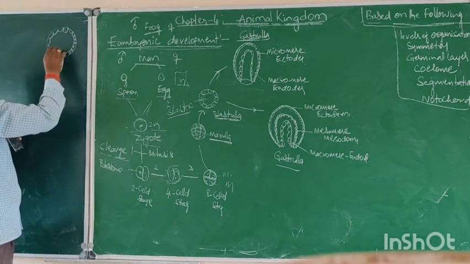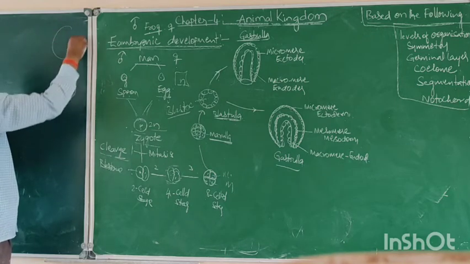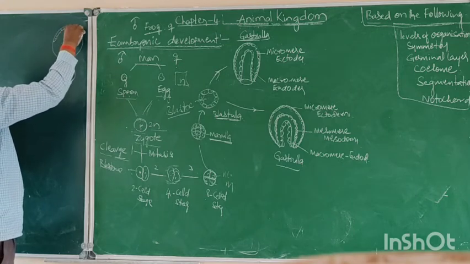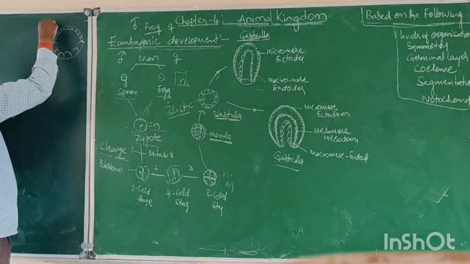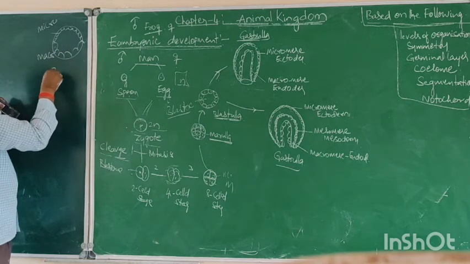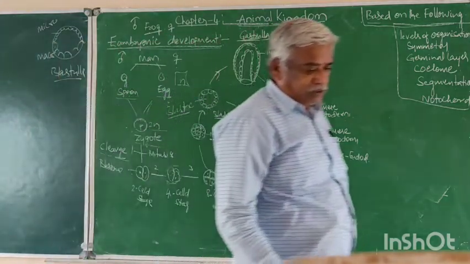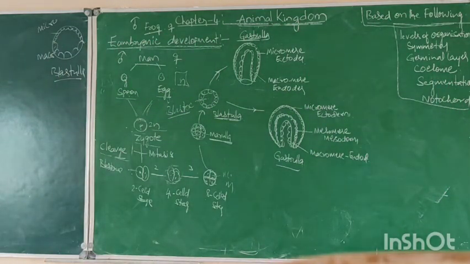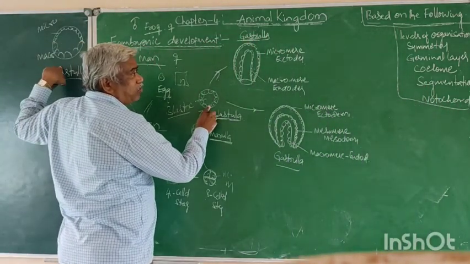These are the small cells, and these are the large cells. This is the micromere and this is the macromere. What is the stage of the embryo? Blastula. Now, after the blastula comes the gastrula.